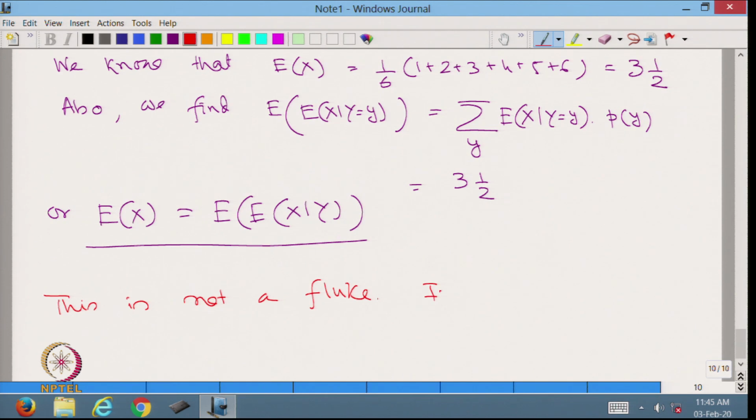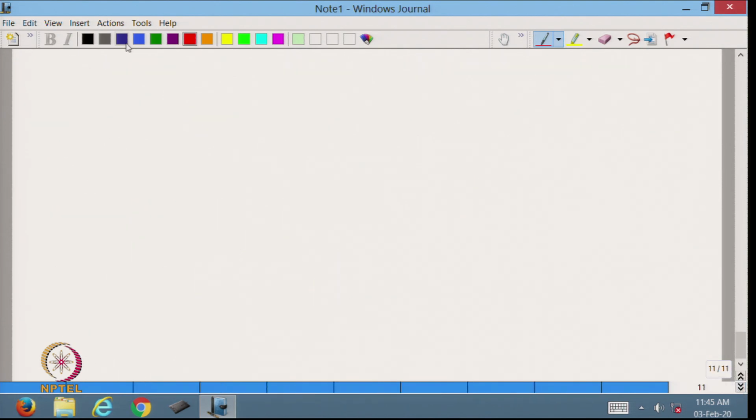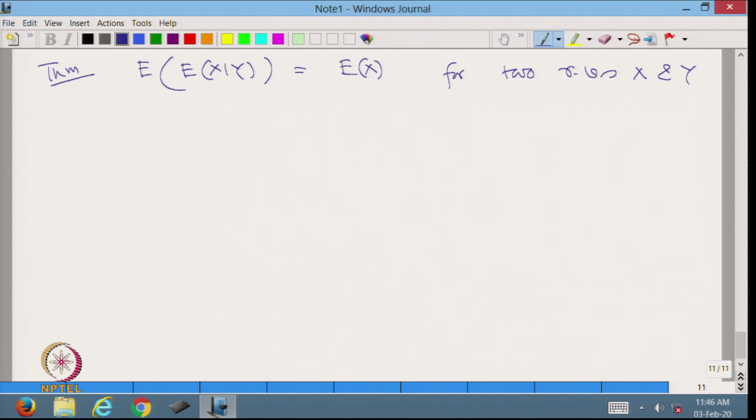In fact, this is a theorem. What is that? The theorem is that the expected value of x given y is equal to the expected value of x, for two random variables x and y.